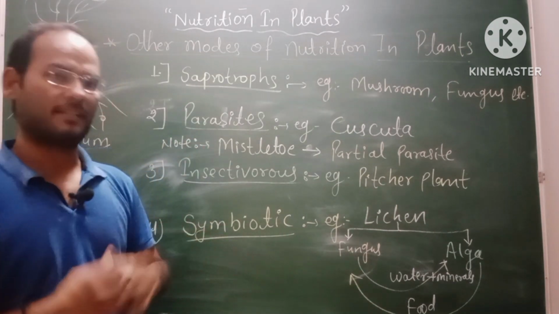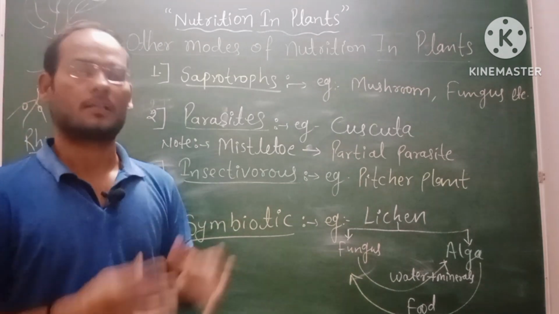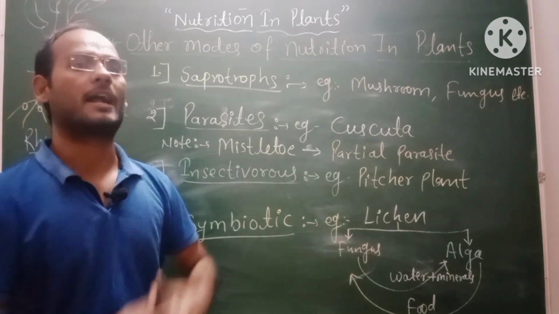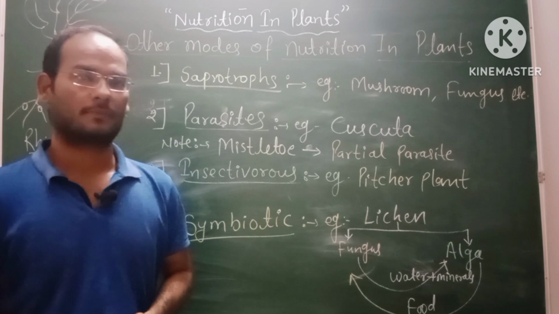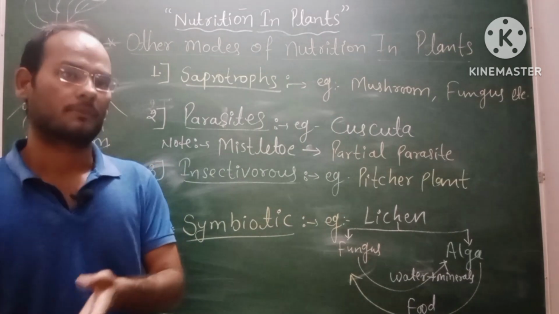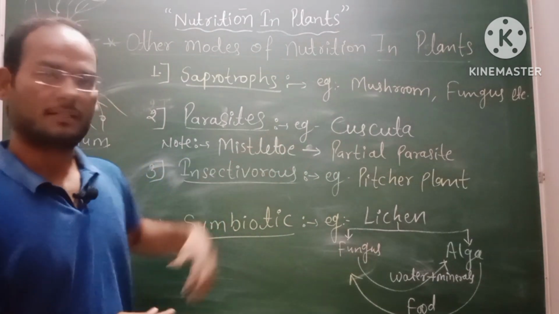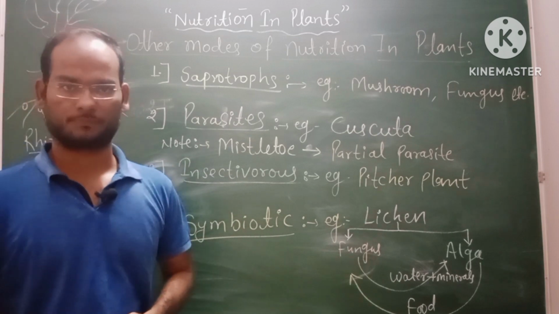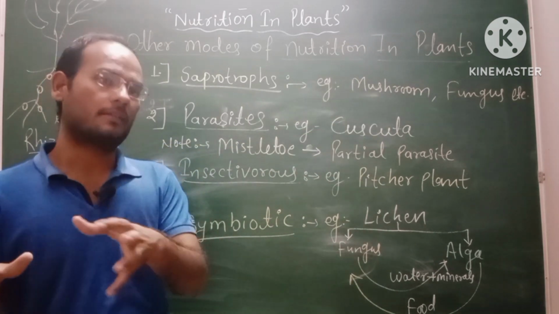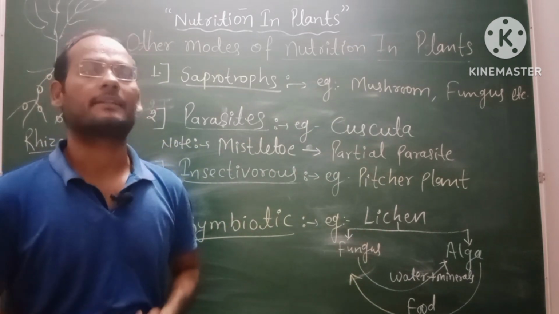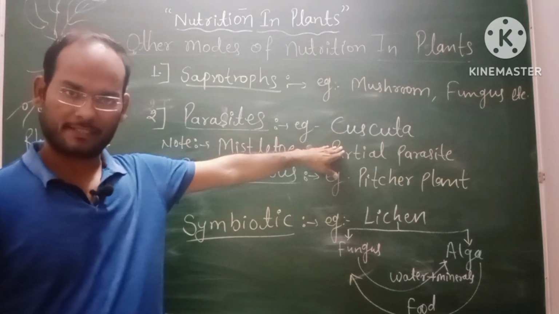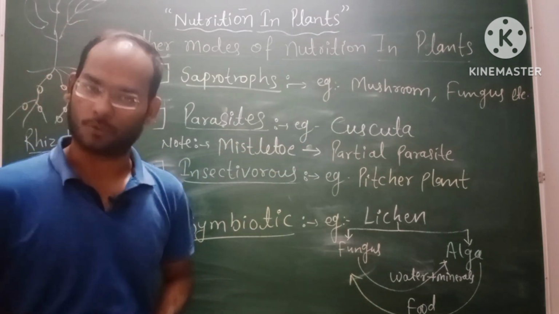Okay, second is parasites. What are parasites? Parasites are those plants which obtain their food from another plant's body. It means the host plant. How do they get their nutrition from the host plant where they live? For example, Cuscuta shows such kind of nutrition. Cuscuta is a parasite and it lives on other bushy trees. Clear? And it gets its nutrition from that host plant. In this way, Cuscuta is a parasite and it shows parasitic nutrition.